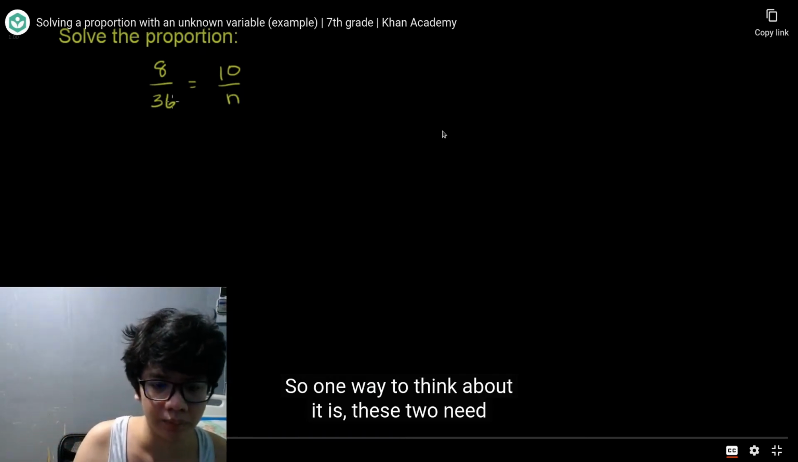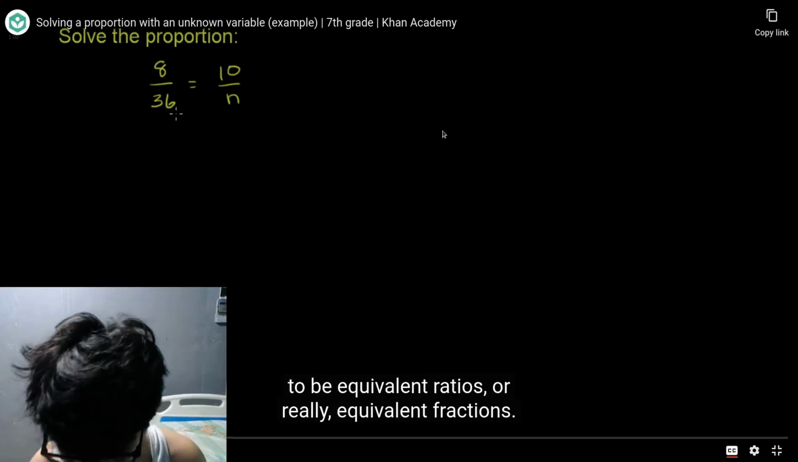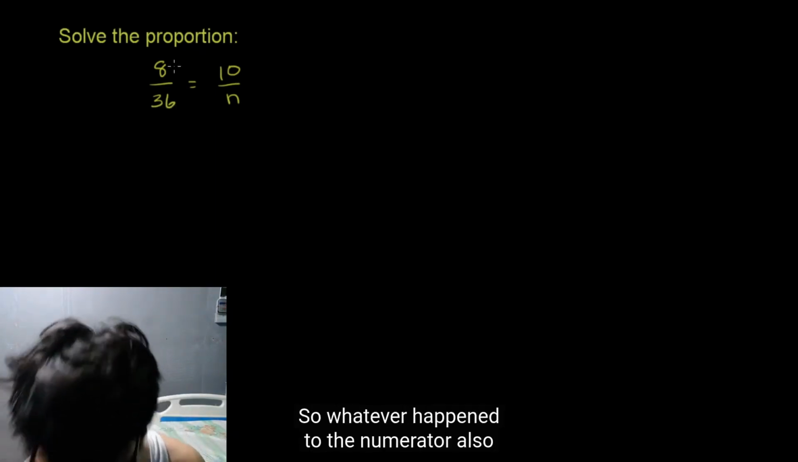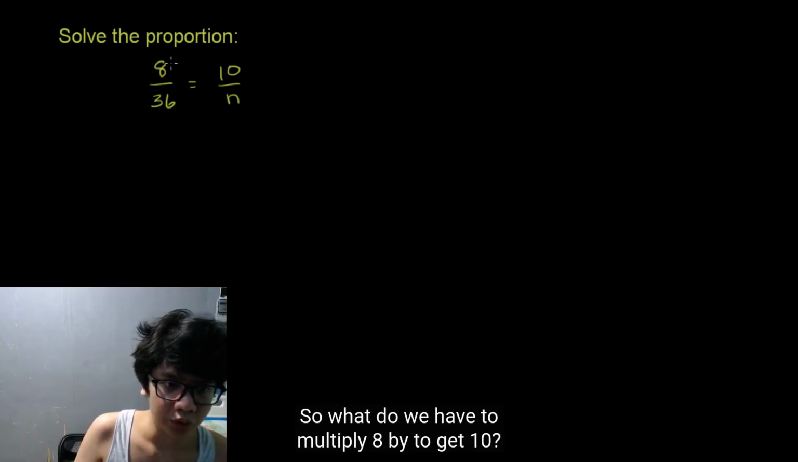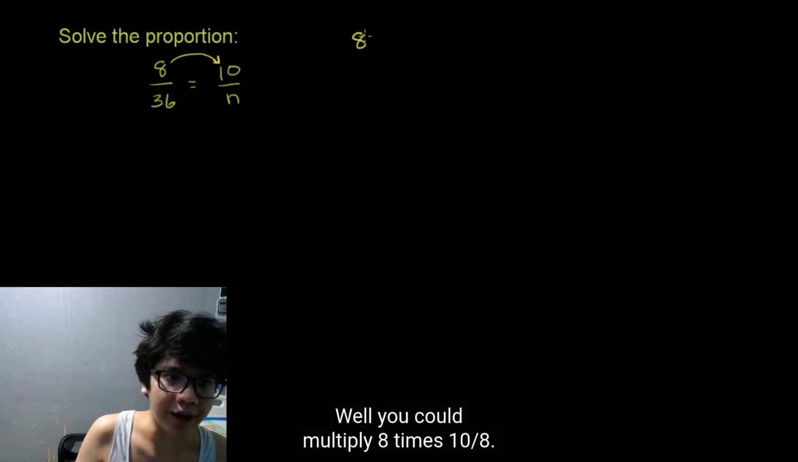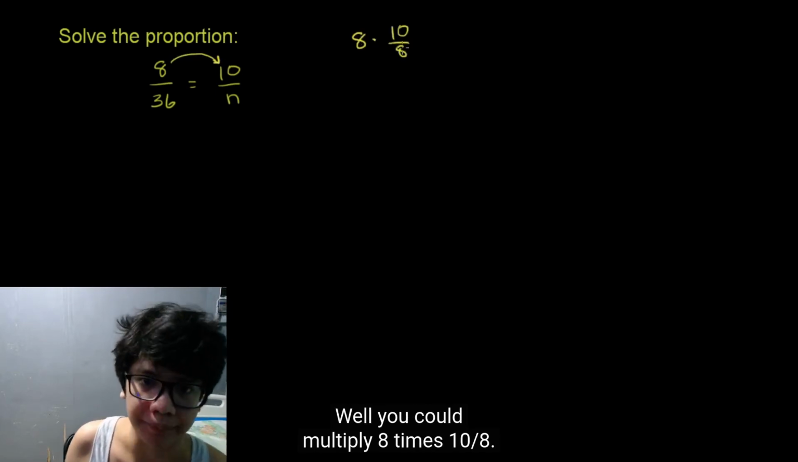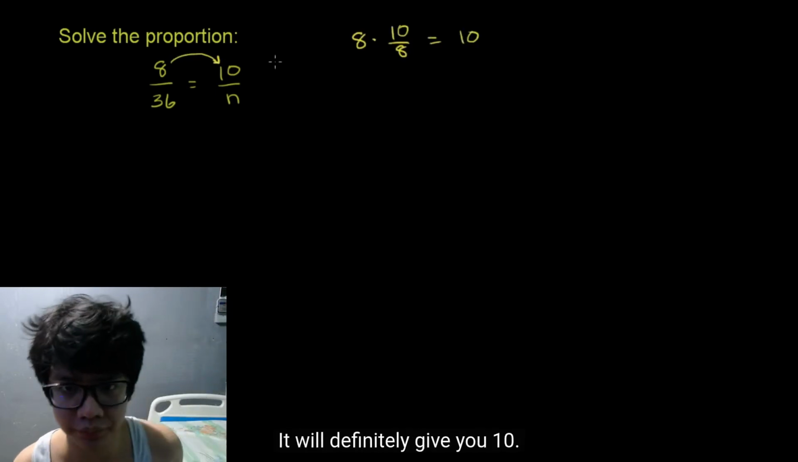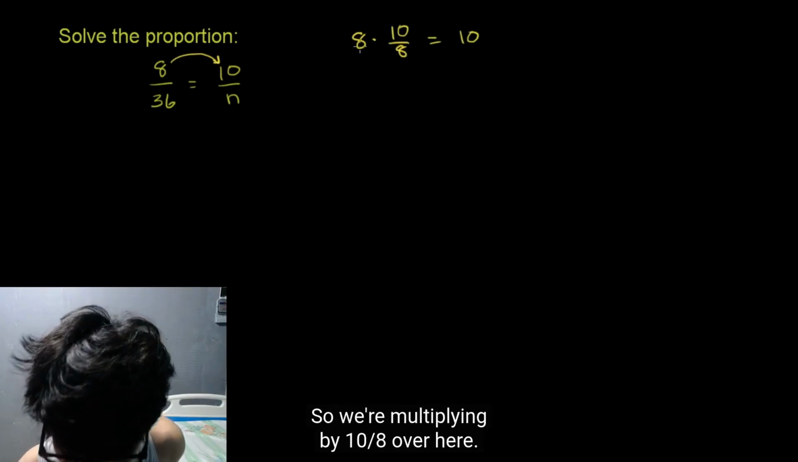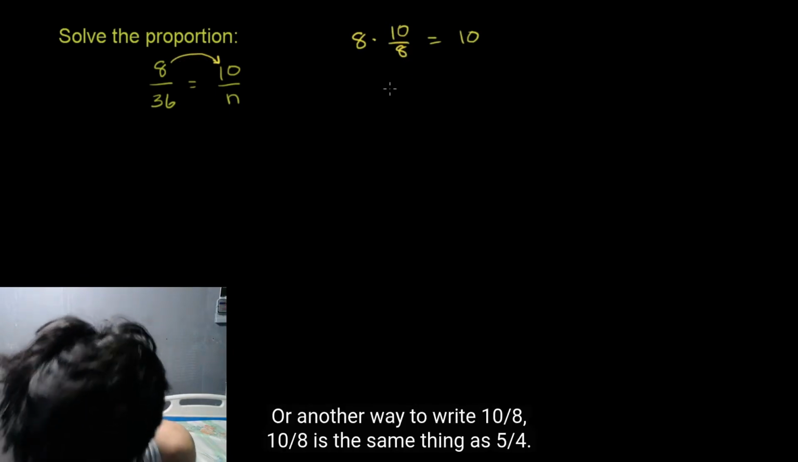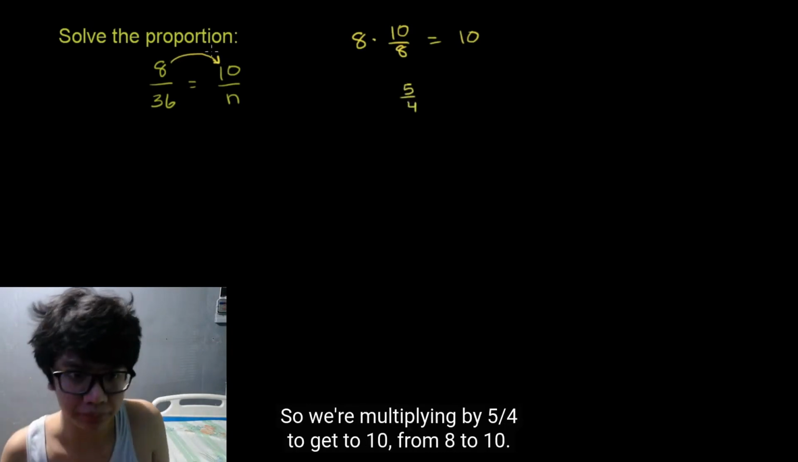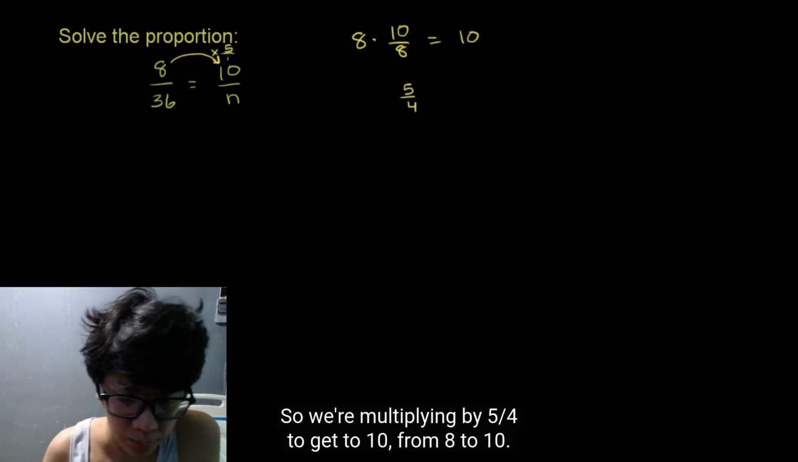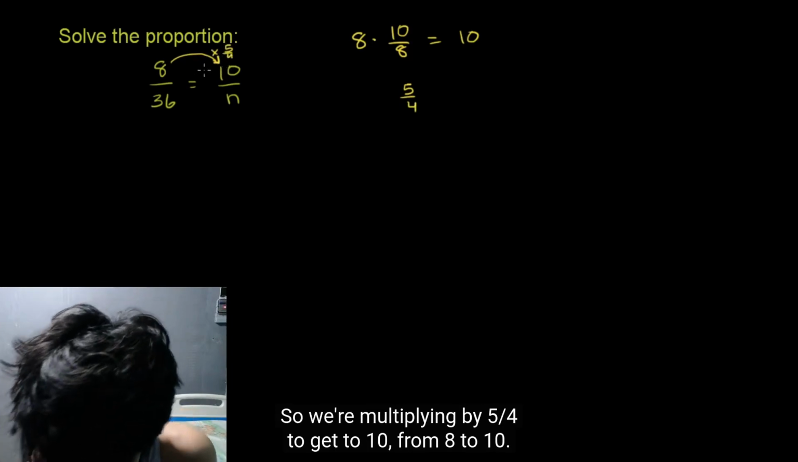These two need to be equivalent ratios, or really equivalent fractions. So whatever happened to the numerator also has to happen to the denominator. So what do we have to multiply 8 by to get 10? Well, you could multiply 8 times 10 over 8, which will definitely give you 10. So we're multiplying by 10 over 8, which is the same thing as 5 over 4. So we're multiplying by 5 over 4 to get from 8 to 10.